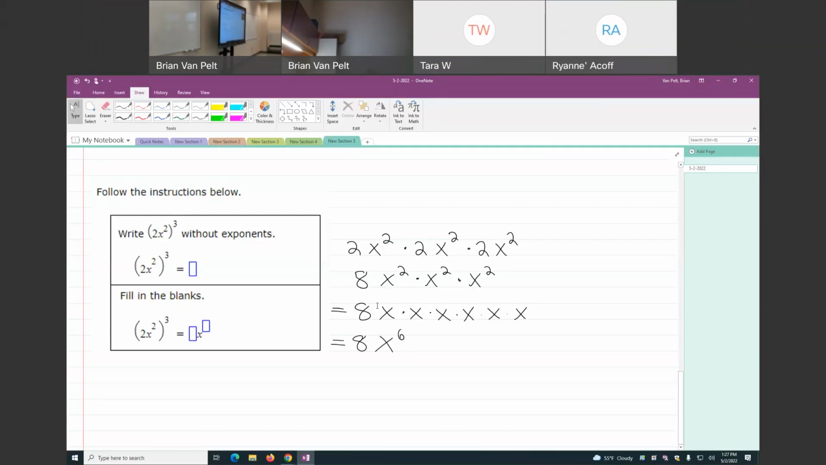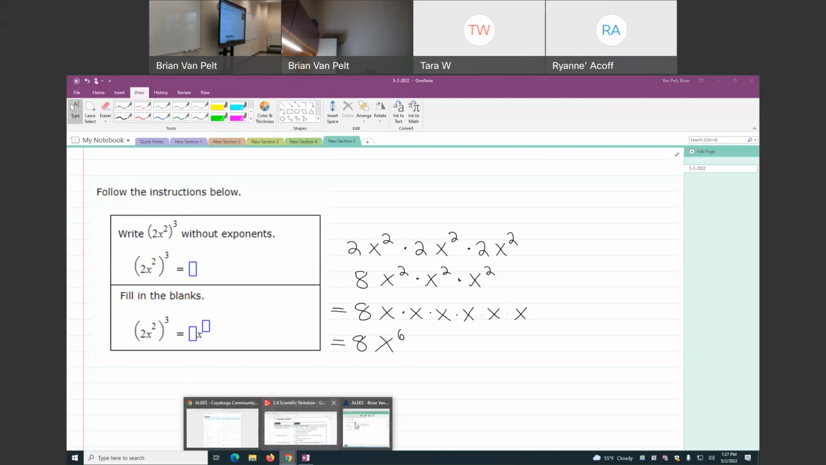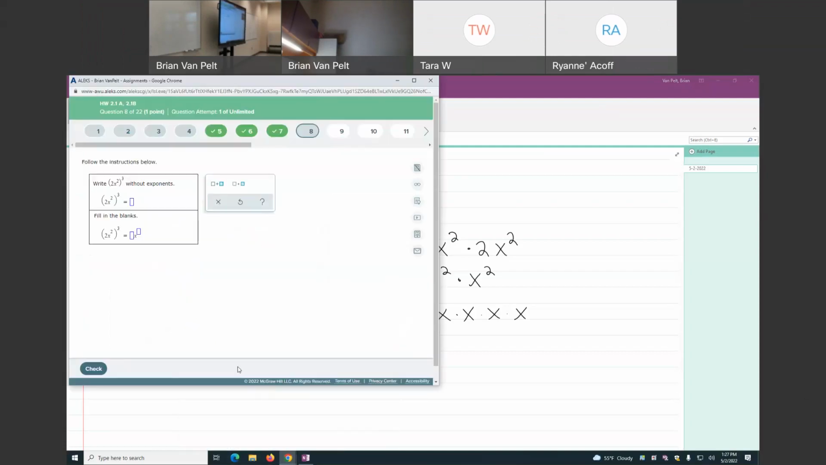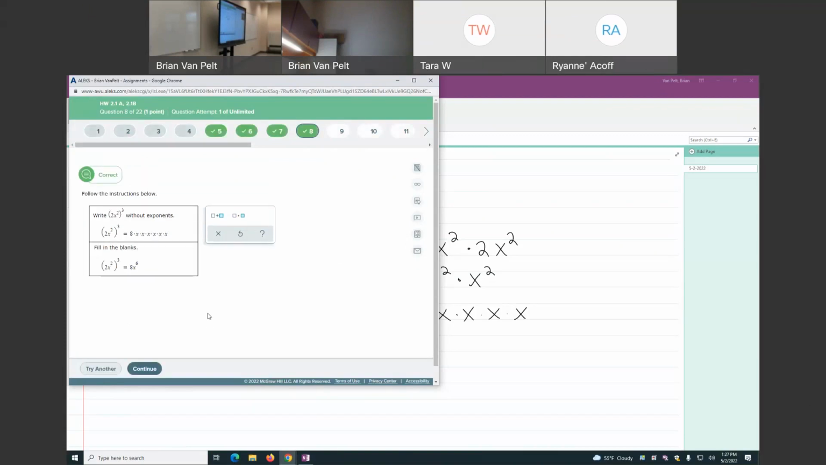All right, so this part right here, this 8 with 6 x's, is what I'm going to do for the first one. Let's see if it's right. Do they have this thing? Yes. 1, 2, 3, 4, 5, 6. And then here we'll put an 8 and a 6. I guess so, they liked it.